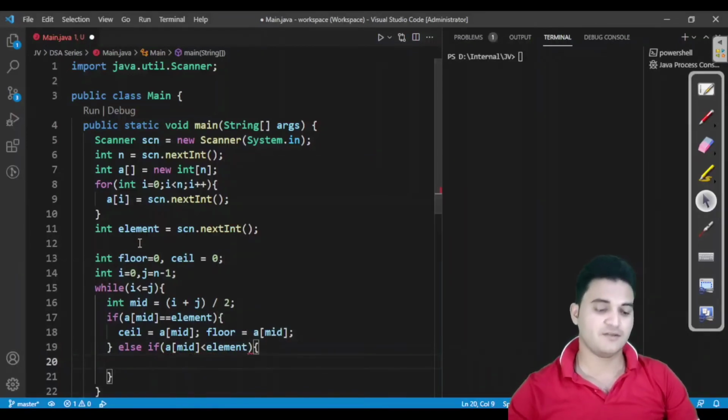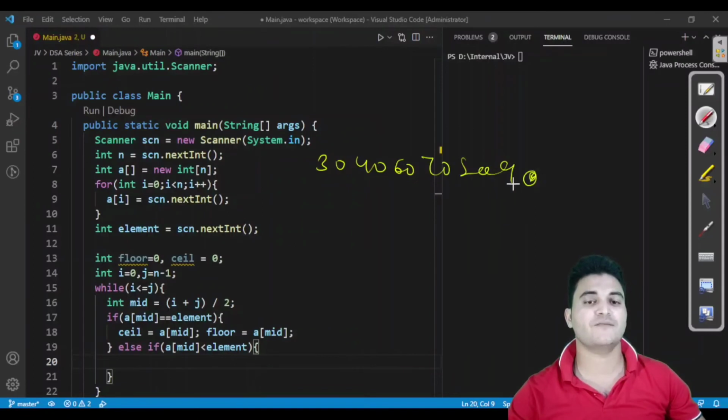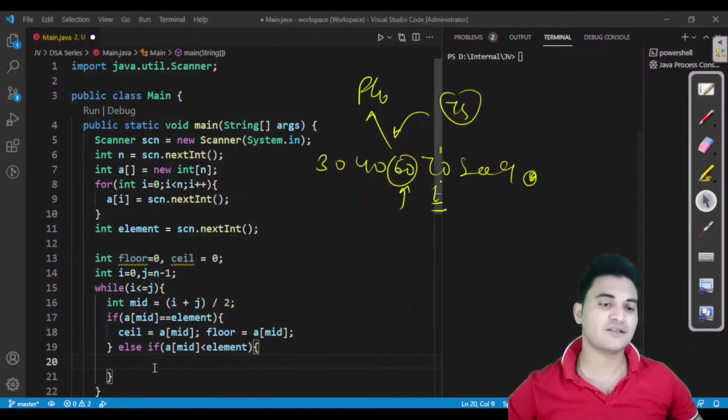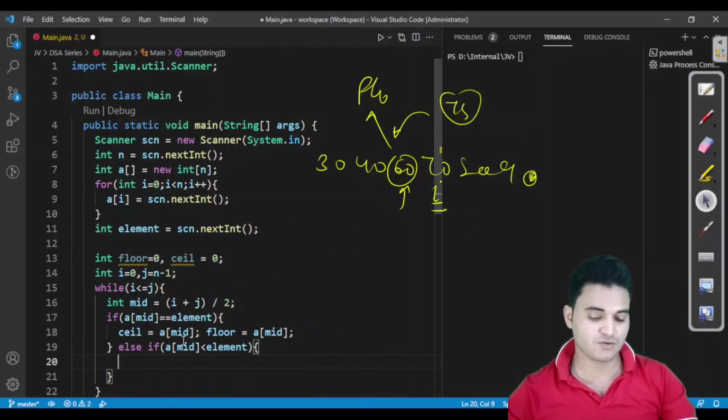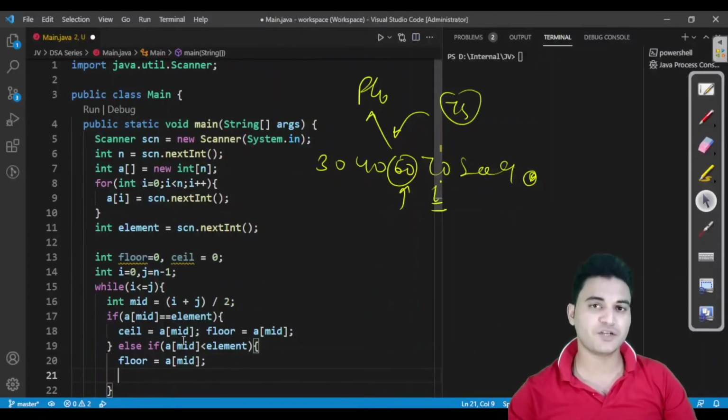Let us suppose you have your array like this: 30, 40, 60, 70, 80, 90, and you are searching for 75 and your mid is here. If 60 is less than this, then 60 could be the potential floor and your i would be pointing to here, which is mid plus 1. Let us write the same condition. So A of mid could be the potential floor, and you have to increase your i to mid plus 1.